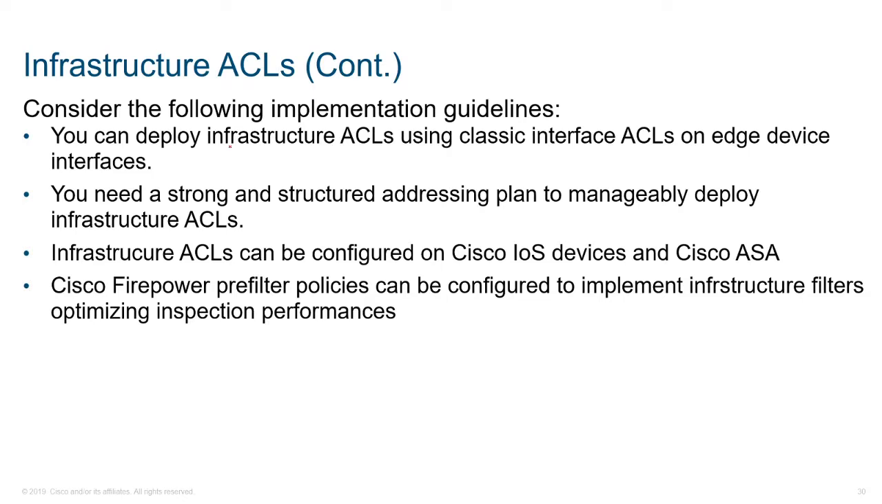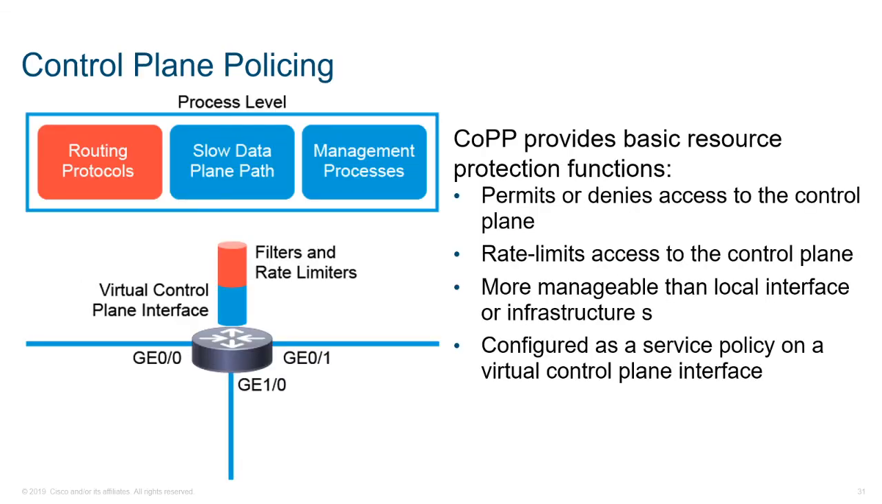So we can deploy these infrastructure ACLs just like a traditional access list on an interface. We generally want to have a structured addressing plan in place. We also have the ability to implement this on IOS and ASAs. And then Firepower also has prefilter policies that can be used similarly to our infrastructure ACLs.